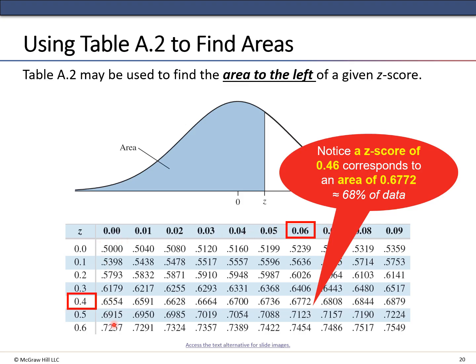The data in the table is the area to the left of whatever z-score is the intersection of that point. So for example, here I'm circling 0.7389. This is the area to the left of 0.64.